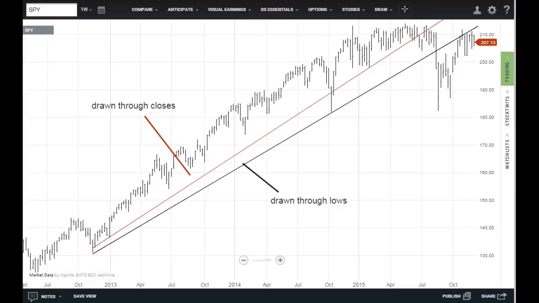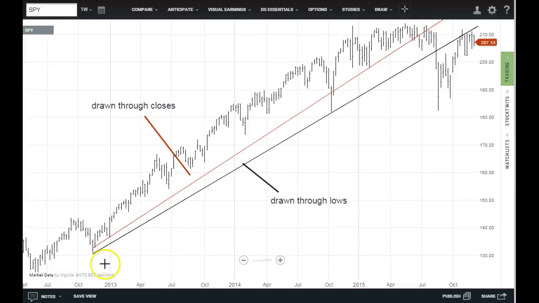So here we see the S&P 500 ETF with two trend lines drawn. This is a weekly chart drawn from November 2012. You can see that a traditional line drawn from the low and through the low here in October 2014 really doesn't describe what was going on.